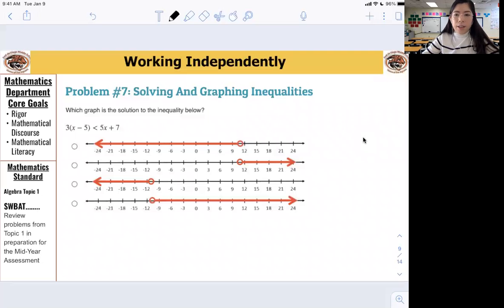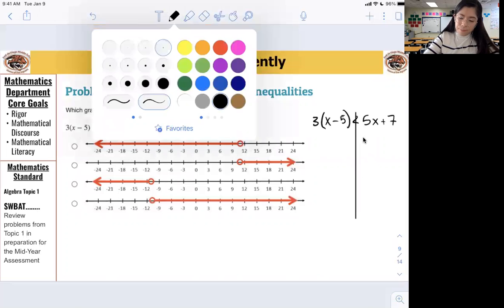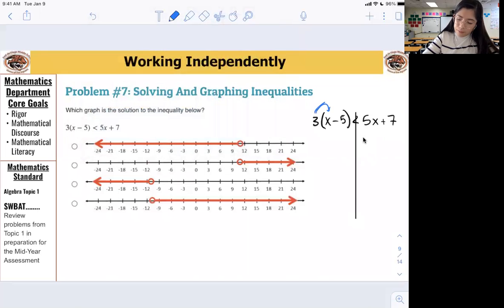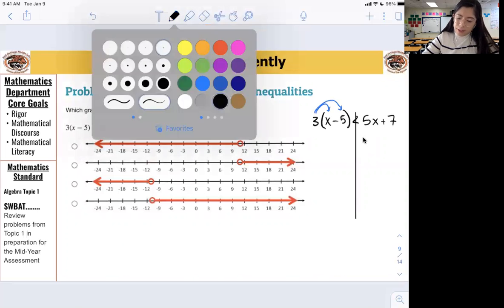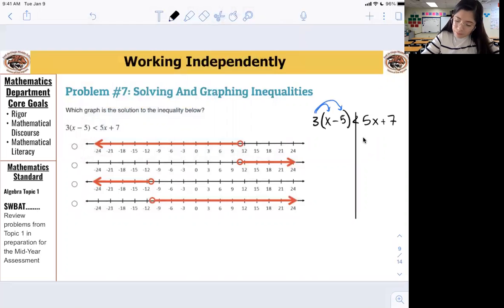So I have an inequality that we solve in a very similar way to an equation. And then at the end, we'll have to see how I graph it. So let's just start by solving this inequality. What should I do first? Distribute. I'm going to distribute. Good. 3 times x minus 5. What does that give me? 3x minus 15. Good. Is less than 5x plus 7. Okay. What do I do next?